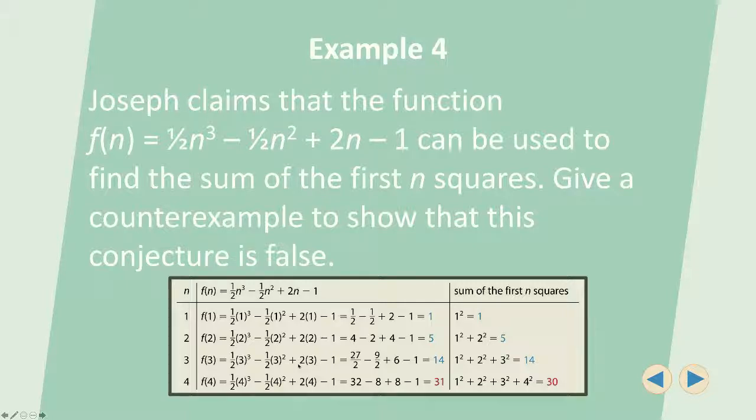Plugging in 3, it still works out, as you can see here. So it looks like Joseph's claim is pretty good so far. It's worked for the first 3, but when we get to the 4th one, we see that it's actually off by 1. So that conjecture does not hold true. Our counterexample is when n is equal to 4.